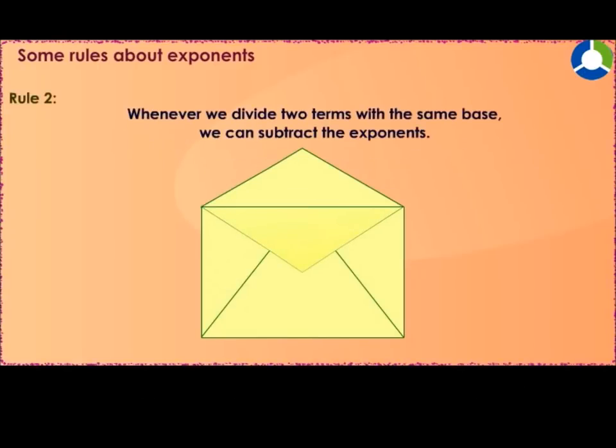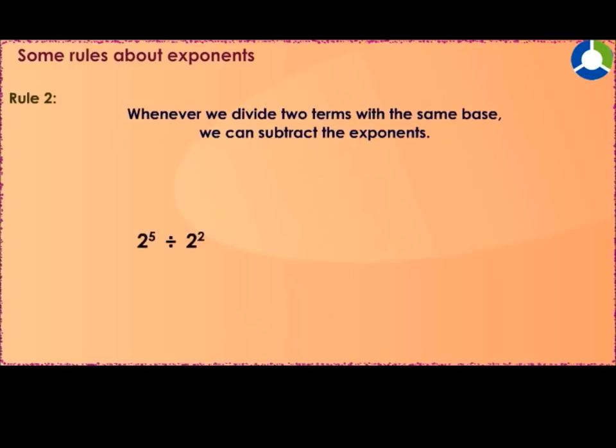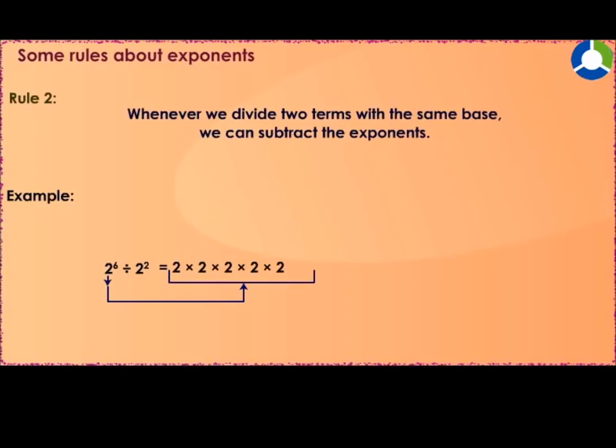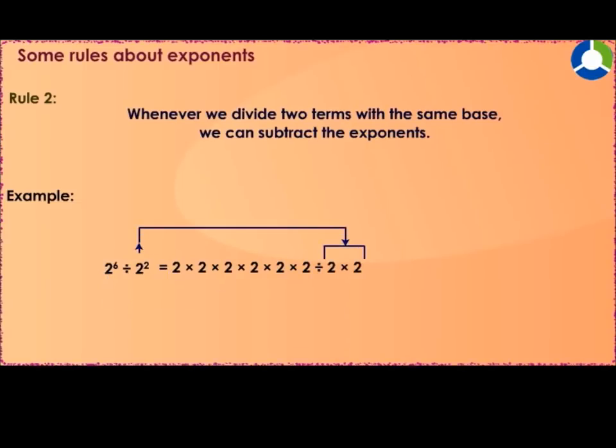Rule 2. Whenever we divide two terms with the same base, we can subtract the exponents. x raised to m divided by x raised to n equals x raised to m minus n. Example, 2 raised to 6 divided by 2 raised to 2 equals 2 into 2 into 2 into 2 into 2 into 2 divided by 2 into 2 equals 2 raised to 6 minus 2, which equals 2 raised to 4.